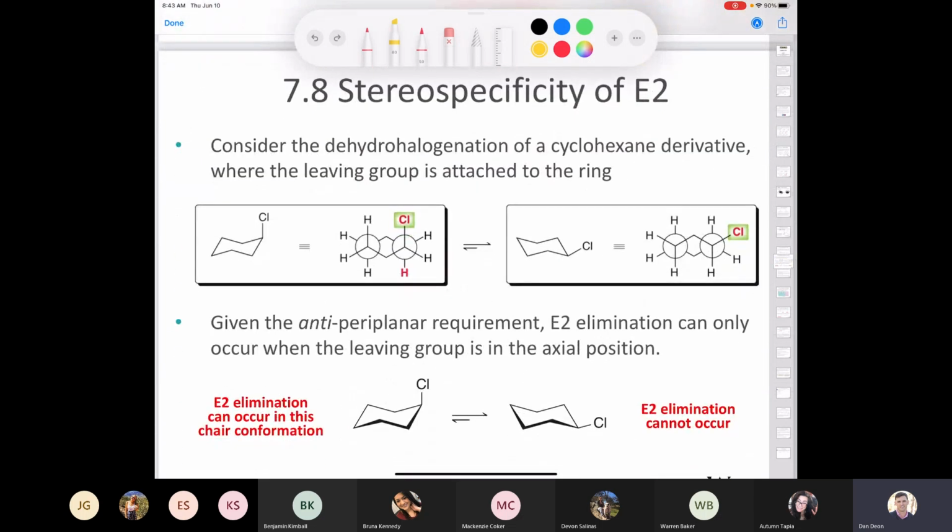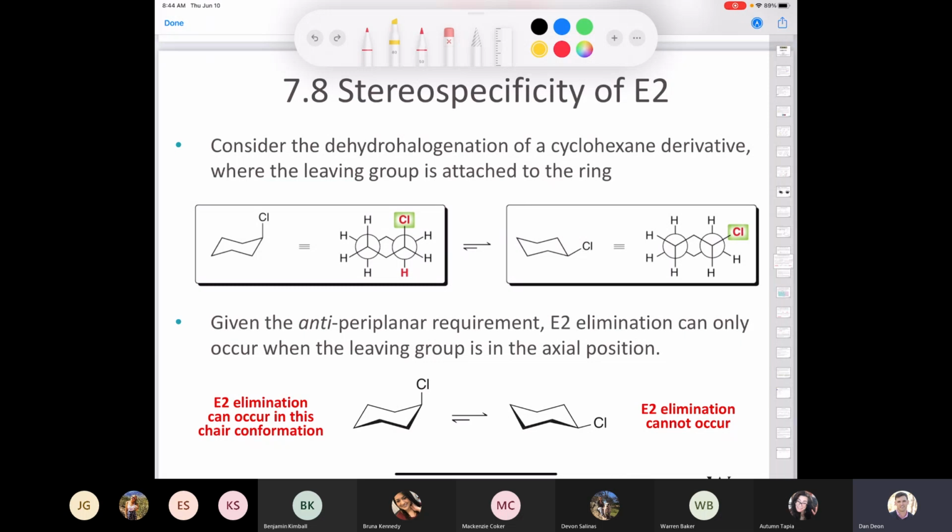Anyhow, so now we want to take what we've learned about the anti-periplanar requirement for an E2 reaction to occur, and take a look at what happens if we try to do an E2 reaction on a cyclohexane that has a good leaving group. Now we're going to look at six-membered rings. So consider what happens if you try to do a dehydrohalogenation on a cyclohexane derivative.